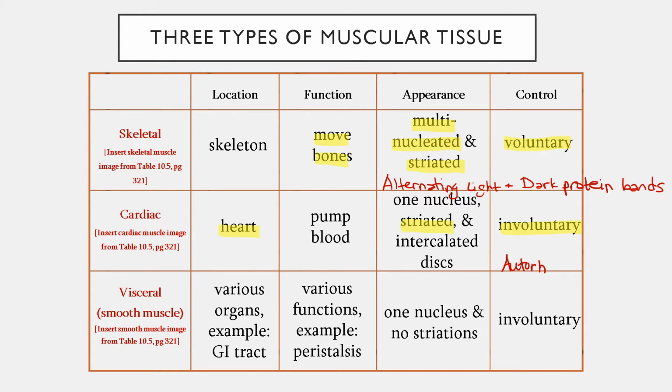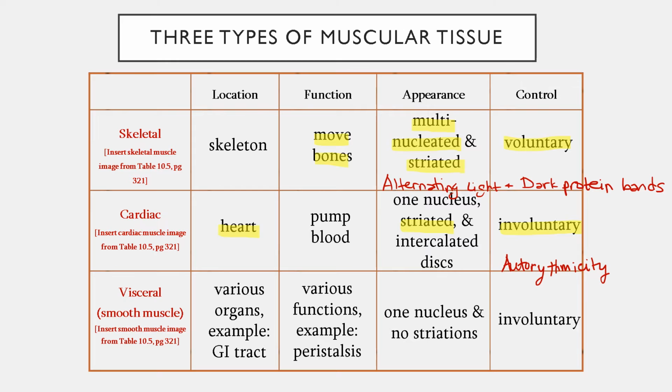Gotta spell this right. So it's autorhythmic, so it's not consciously controlled. It has this automatic rhythm to it. There's going to be several hormones and neurotransmitters that can adjust heart rate by either speeding it up or slowing down the pacemaker.